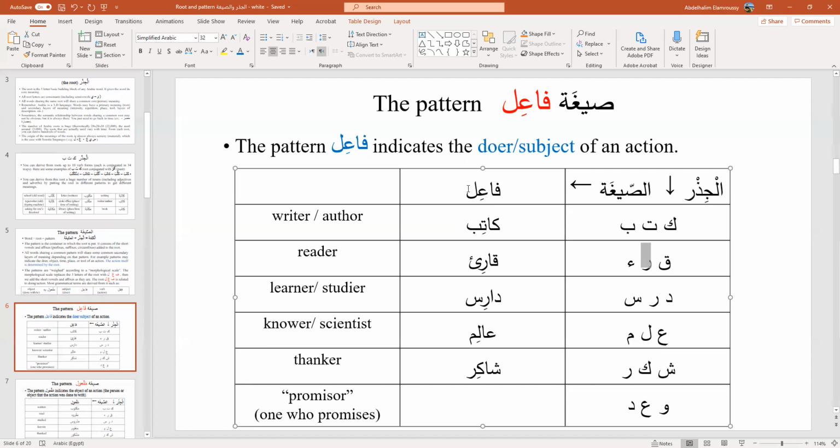You will replace the lam with the third letter of the root, or R3, which is the hamza, and then you will add everything else as it is. So again, the fa will be replaced with the qaf, the ayn will be replaced with the ra, and the lam will be replaced with the hamza. That's the first step. The second step, everything else will stay as it is. So it will be qari.